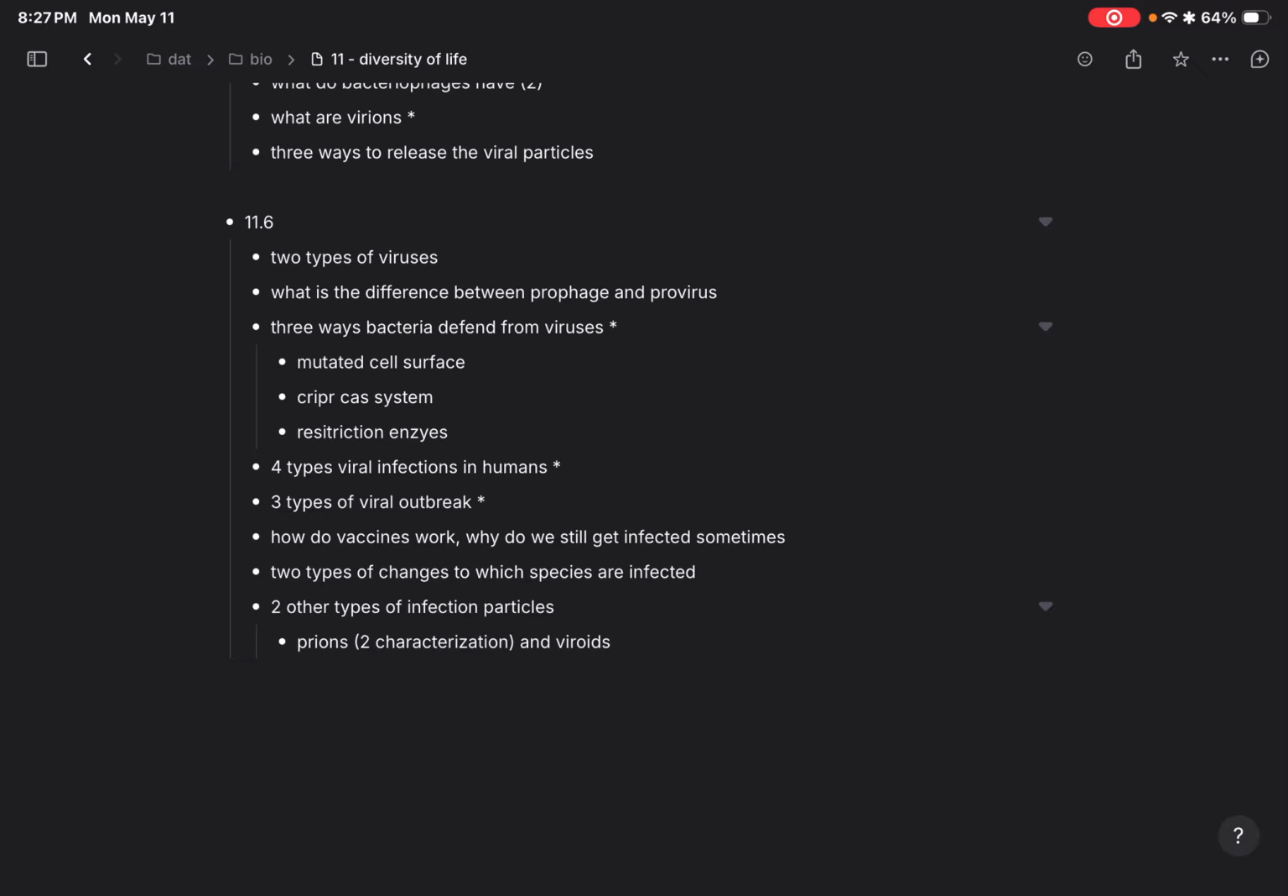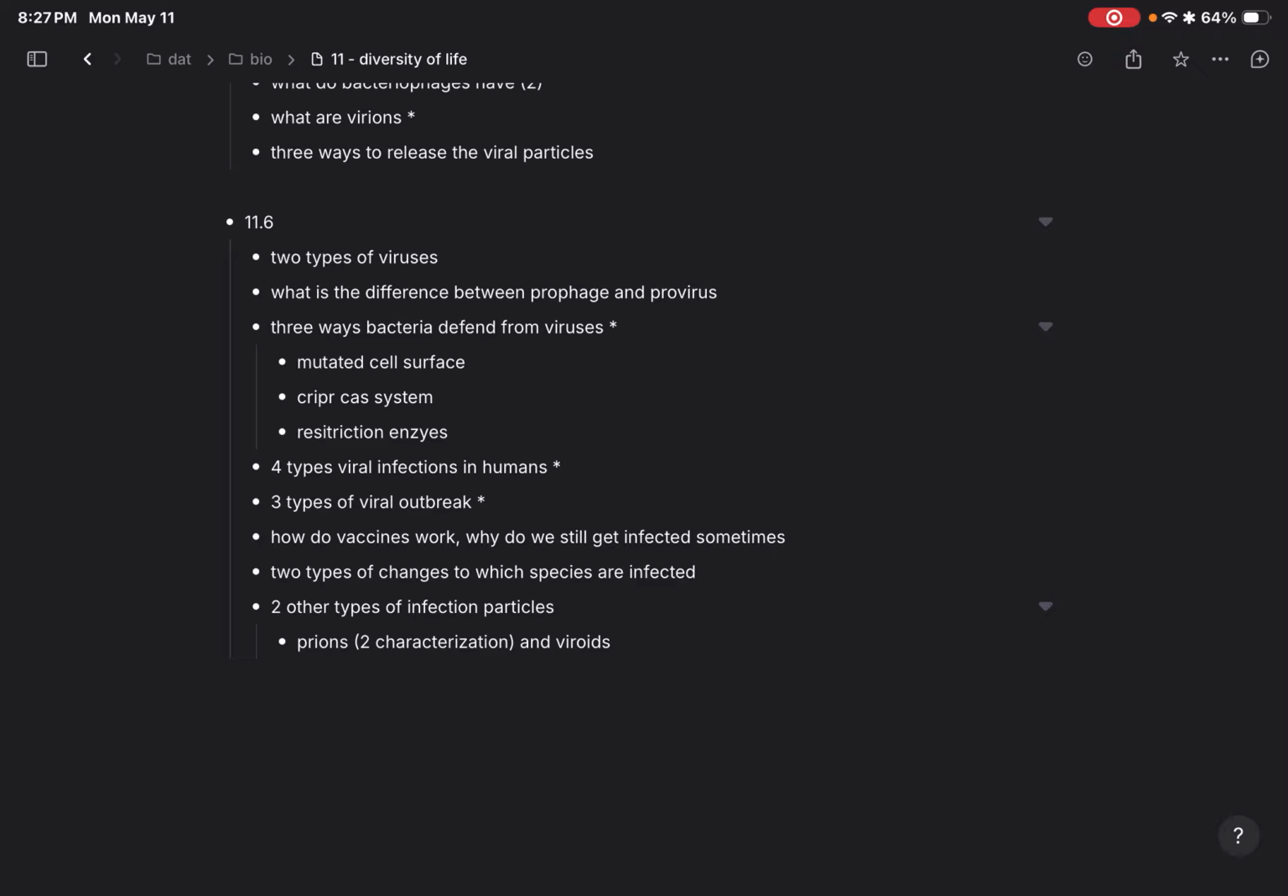What are the two types of changes to which species are infected? Antigenic shift and antigenic drift. Okay, so antigenic drift will infect the same host species, so it's like mixing. Antigenic shift is when two will combine together and it'll increase the host range. Okay, interesting.